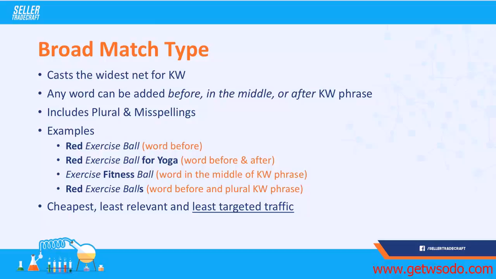But the main point here about broad match type is that it's the most flexible in terms of where it gets matched to, and it is the cheapest, least relevant, and least targeted traffic. And again, these match types only apply to manual campaigns. You cannot specify the match type for auto campaigns. Auto campaigns will place you for whatever. However, these match types are specific to a keyword that you're targeting. So for exercise ball, you can specify broad, phrase, or exact match. Okay? Hopefully that makes sense.